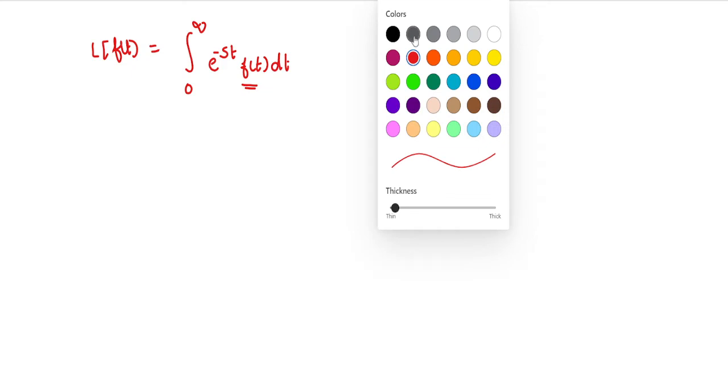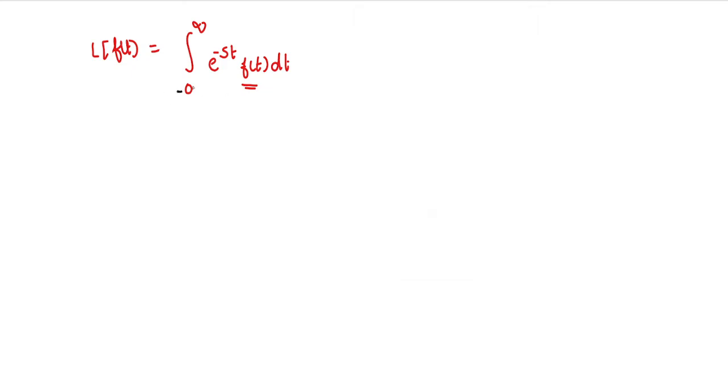What is meant by the Laplace transform of f of t? So the Laplace transform of f of t is equal to the integration from 0 to infinity of e power minus st f of t dt. So this is a one-sided function. If it is a two-sided function, it is minus infinity to plus infinity e power minus st f of t dt.